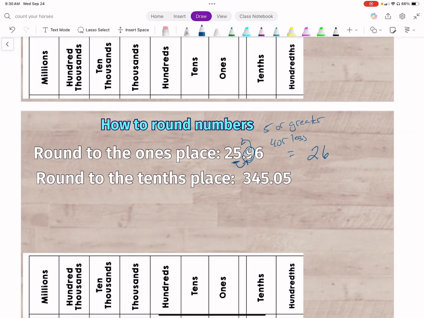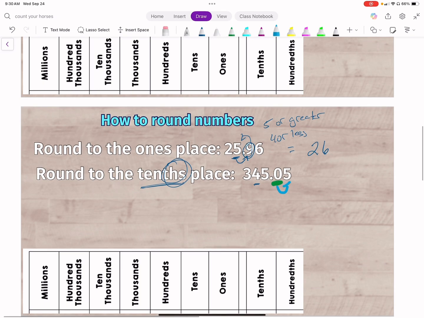Now we're being asked to round to the tenths place. So not this tens place. Make sure you pay attention to the TH at the end, the tenths place. So we're looking right here at this 0. Once we find the 0, we look to the number on its right, the 5. Since it's 5 or greater, we add 1 to this place value. So our answer here is 345 and 1/10. Very good.